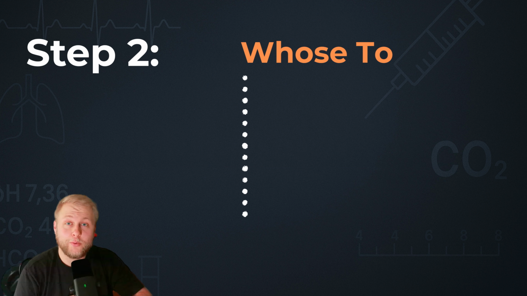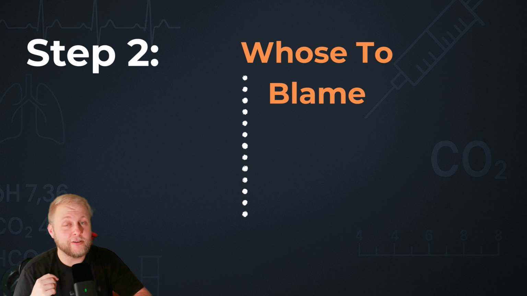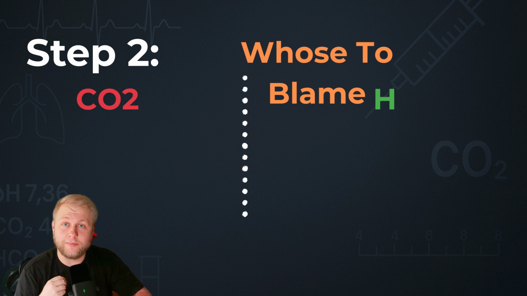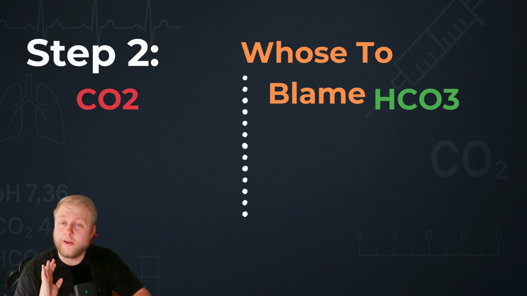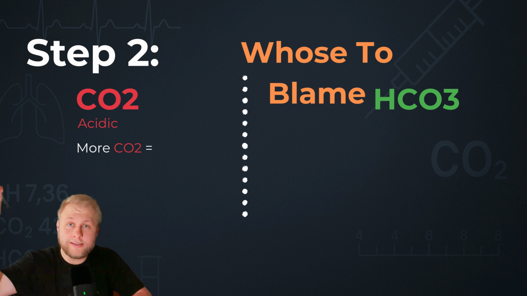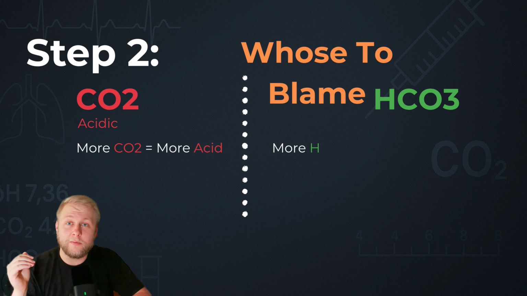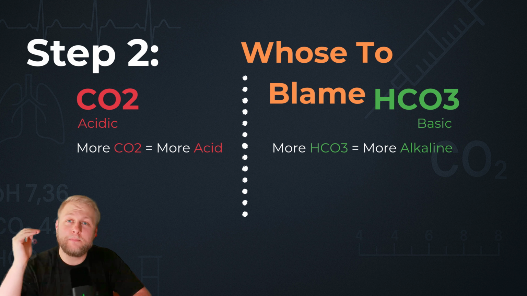In step two, we're going to figure out who's to blame. It's either going to be CO2 or bicarb. So remember, now you know pH. If it's low, it's an acidotic problem. If it's high, it's an alkalotic problem. You don't have to worry about that anymore. Now we go to CO2 and bicarb. CO2 is acidic. So the higher the CO2, the more acid. The higher the bicarb, it's more basic. Okay. So bicarb is basic.